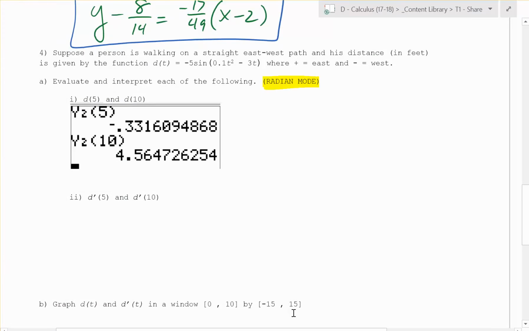Okay, so what do each of these mean? Well, it means that at this time, what's the time in? At time 5.